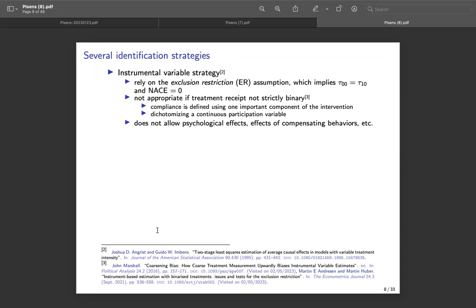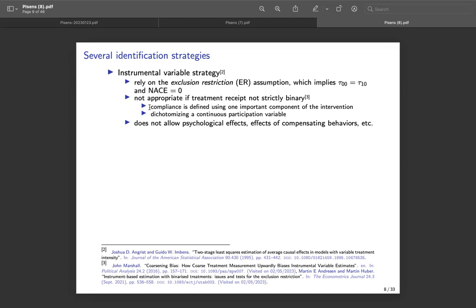And in the current setting, basically it means that the NACE is 0, because this assumption says that treatment assignment only influences the outcome through the treatment received. That means for the non-compliers, because treatment received is 0 in either case, treatment assignment doesn't have an effect on the outcome. So the assumption is essentially that the NACE is 0. So while this is appropriate in some cases, it's not appropriate in the case where treatment received is not strictly binary. It is quite common actually.